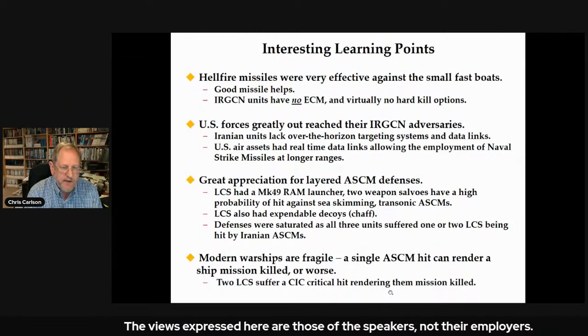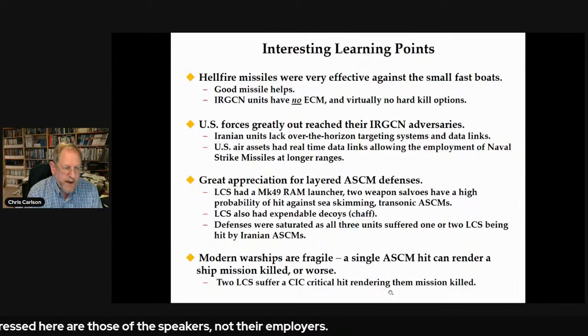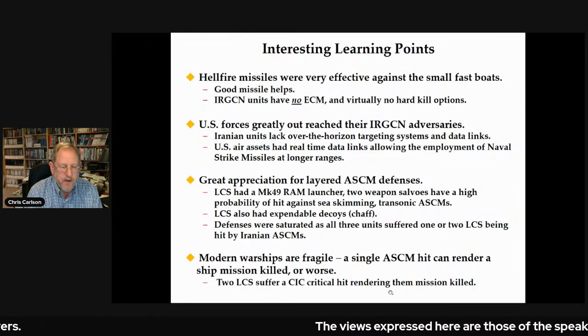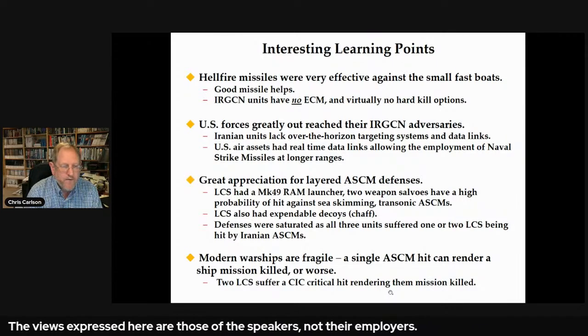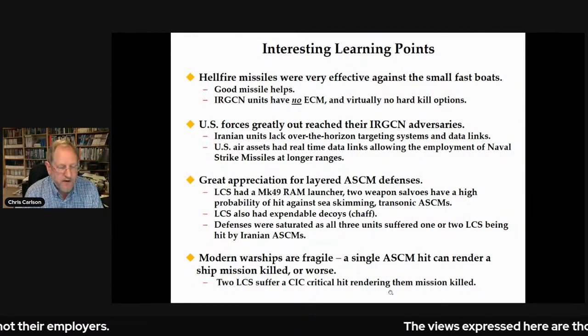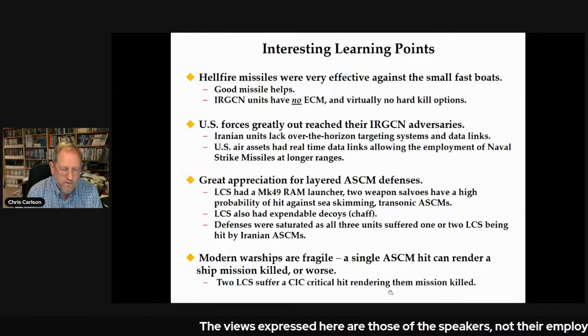All three LCSs had a Mark 49 RAM launcher, and a 2-missile RAM salvo has a pretty good chance against a subsonic, transonic anti-ship cruise missile. The LCSs also had chaff, and that really did help them quite a bit. However, the Iranians were still able to saturate their defenses because they're not that robust. The LCS does not have a huge defensive window for it.